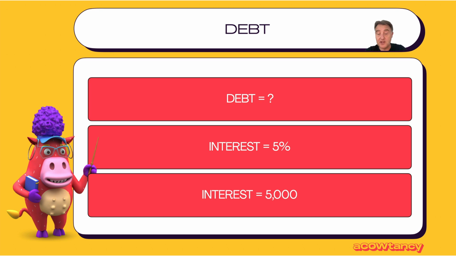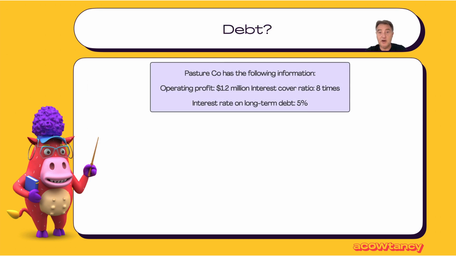All you do is you take the interest amount, 5,000. That represents 5%, so divide by 5% to get you to the full 100,000 debt. So it's your interest divided by your interest rate. So let's put all of this together in a question very much like the last December exam.